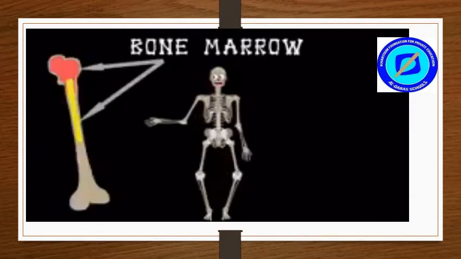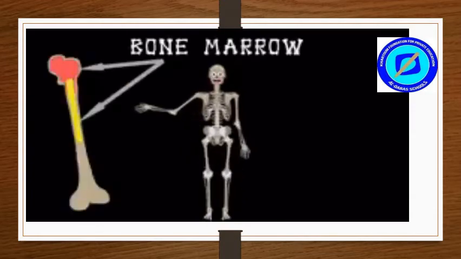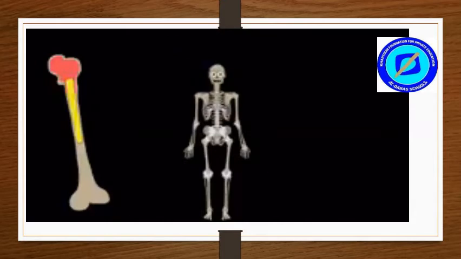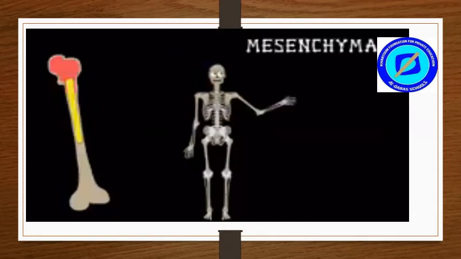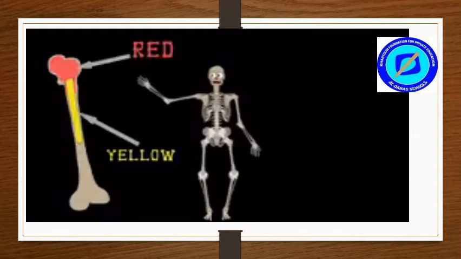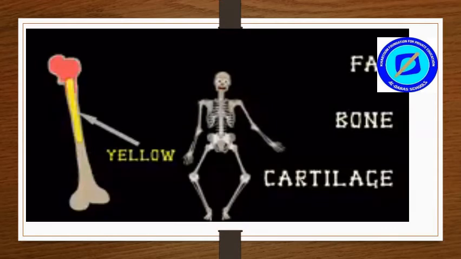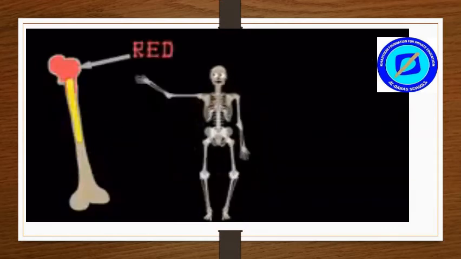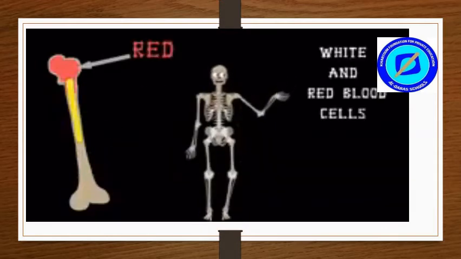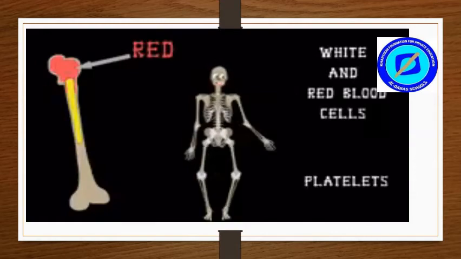Bone marrow is a soft and spongy tissue found inside some bones. Bone marrow stroma stem cells are called mesenchymal. Mesenchymal stem cells are two colors, yellow and red. The yellow color produces fat, bone and cartilage. The red color produces white and red blood cells. It also makes the platelets that cause clotting to stop bleeding well.